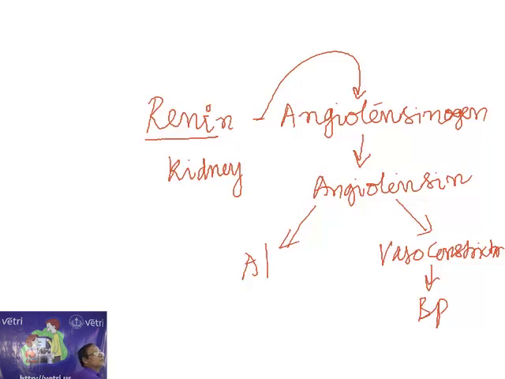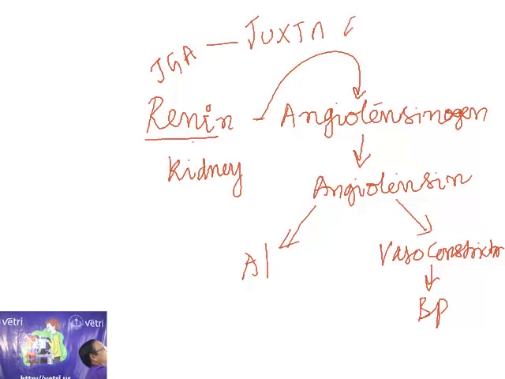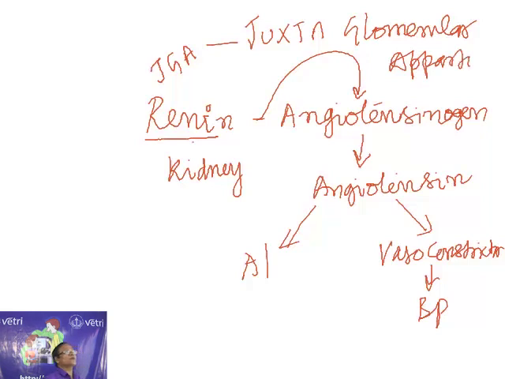Now the renin hormone is secreted by one part in the kidney called the JGA, juxtaglomerular apparatus. So this is a structure normally found in the kidney, the JGA apparatus. That apparatus releases one hormone named renin. So this one is present in the kidney. This renin hormone converts angiotensinogen into angiotensin.